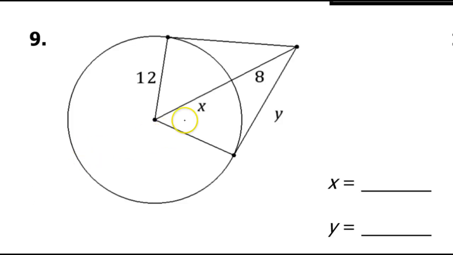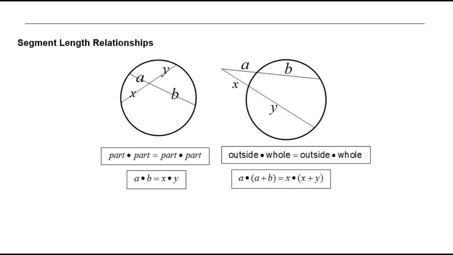In the last video, we were talking about the relationship between arcs and angles, but in this video, it's all about segments. Now, the two most famous relationships involving segments when you have a circle is that when you have segments that meet inside the circle, like chords inside the circle, part times part is equal to part times part. So A times B would equal X times Y.